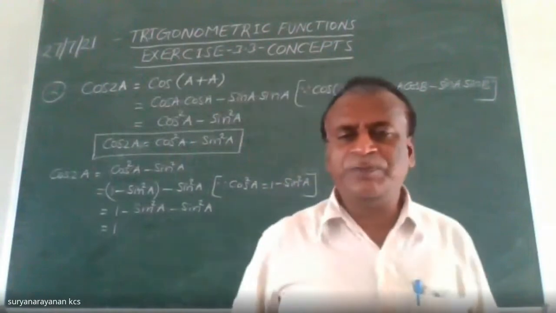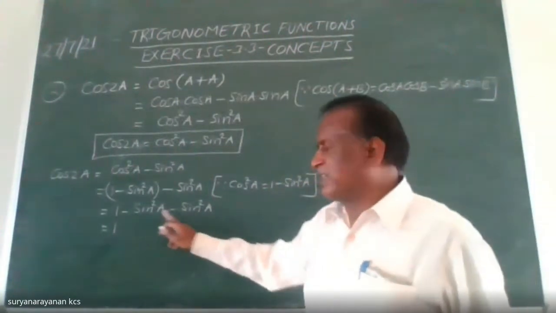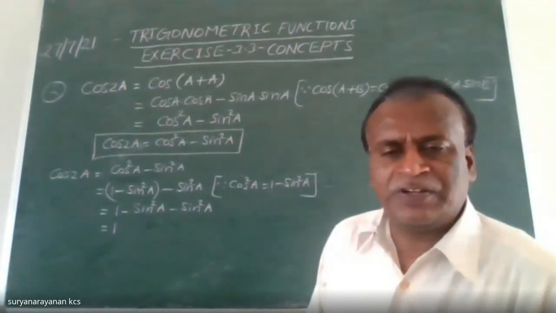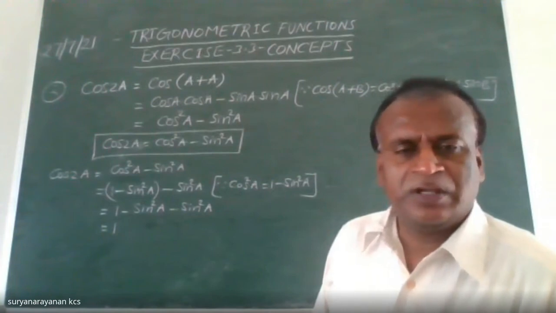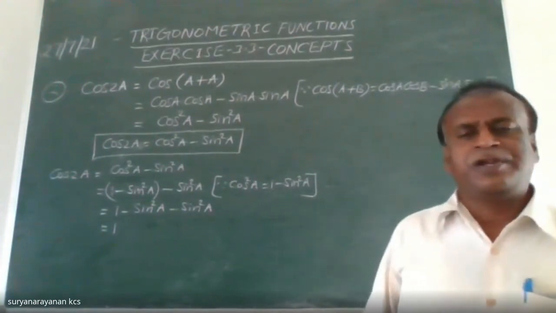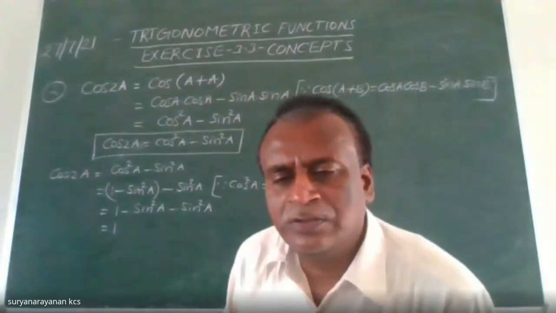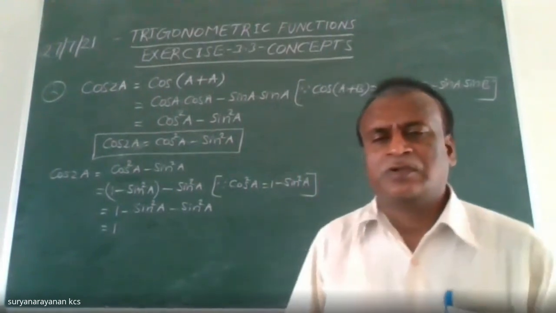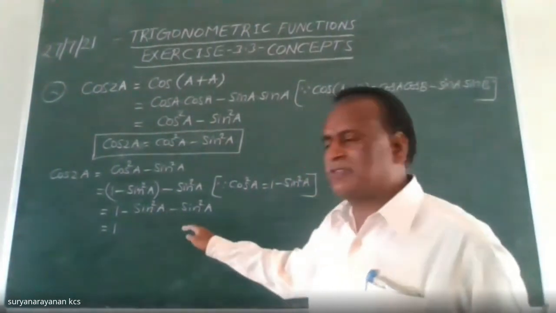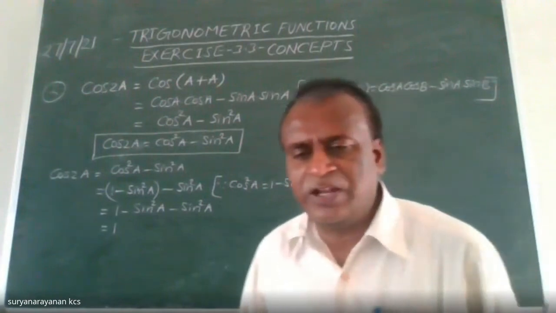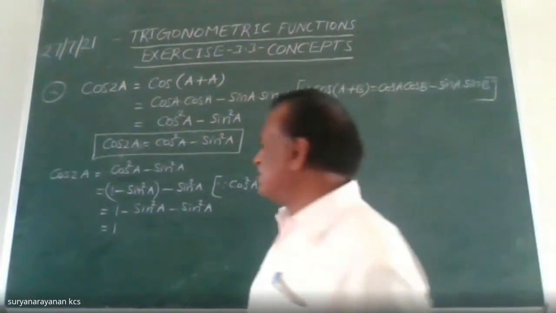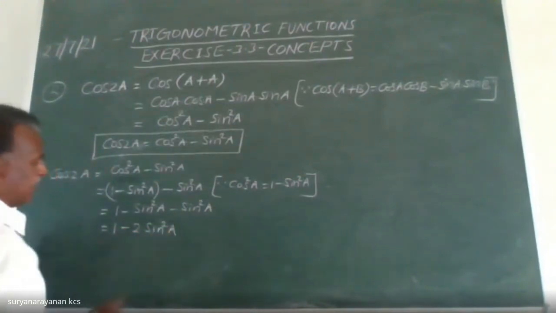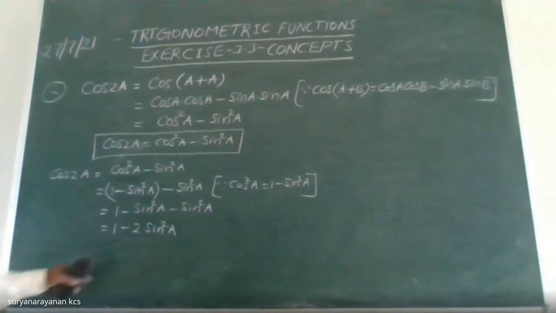Can you simplify these two terms? Minus sin square A minus sin square A. What will you get after simplifying these two terms? Can you tell me anyone? Sin square A only. Minus sin square A minus sin square A. Yes, very good, Catherine. Minus 2 sin square A. This is another formula.